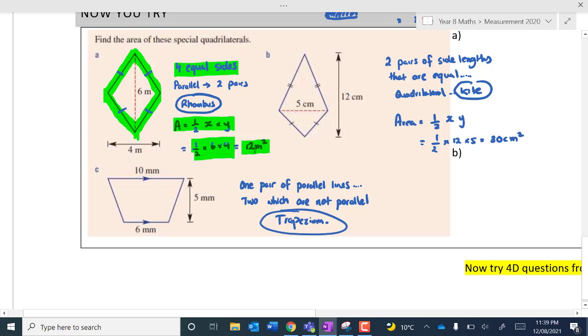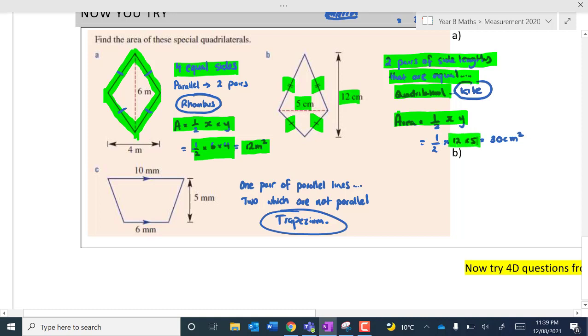Over here, we've got 2 pairs of side lengths that are equal. And of course, all of these are quadrilaterals, but if 2 pairs of side lengths are equal, so we've got this side here equal to this side here, and we're given our 2 diagonals, and again, we're doing our area equals a half x times y. And of course, x is 12 and y is 5. 12 fives is 60. Half of 60 is 30.